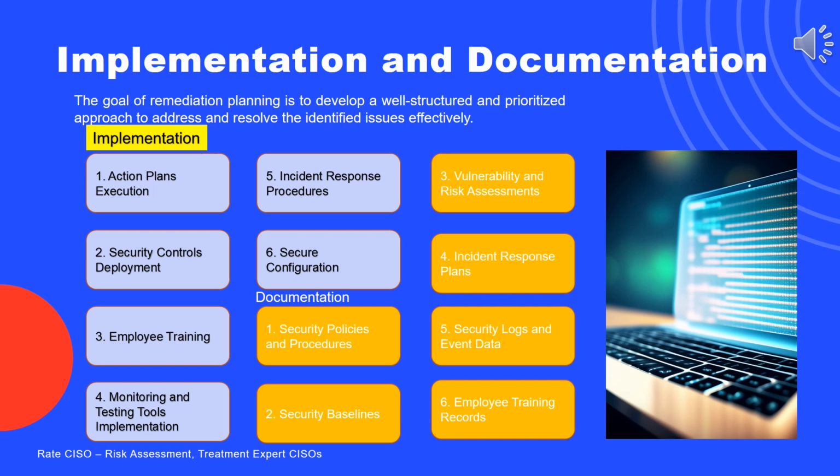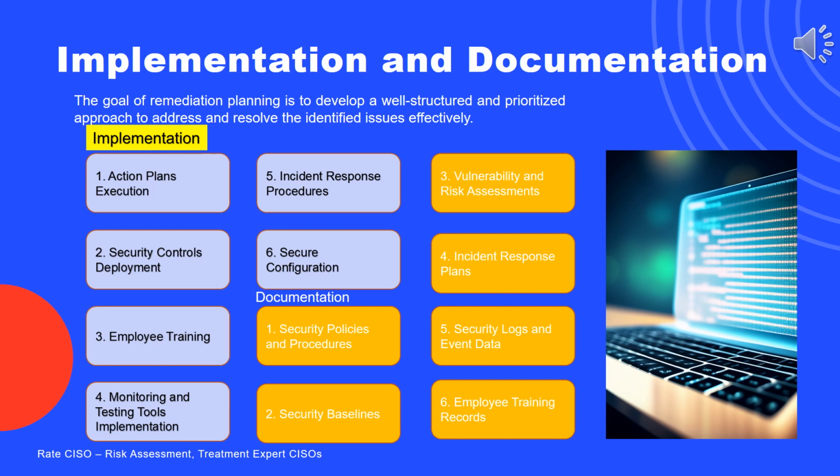4. Incident response plans. Document the incident response plan, including roles and responsibilities of team members, escalation procedures, communication protocols, and recovery strategies. 5. Security logs and event data. Maintain and document security logs, including network activity, user access logs, and security events for compliance and forensic purposes. 6. Employee training records. Keep records of security awareness training attendance and outcomes. There are more which are not on the screen.